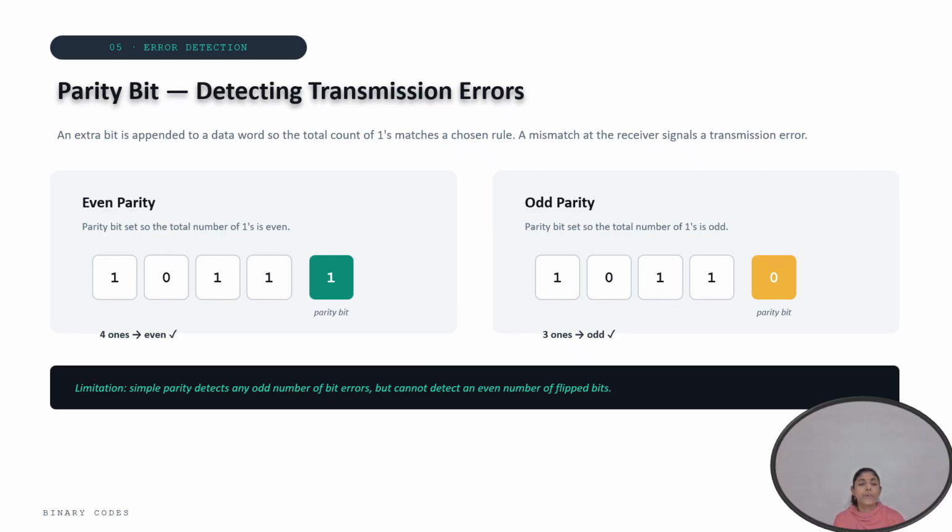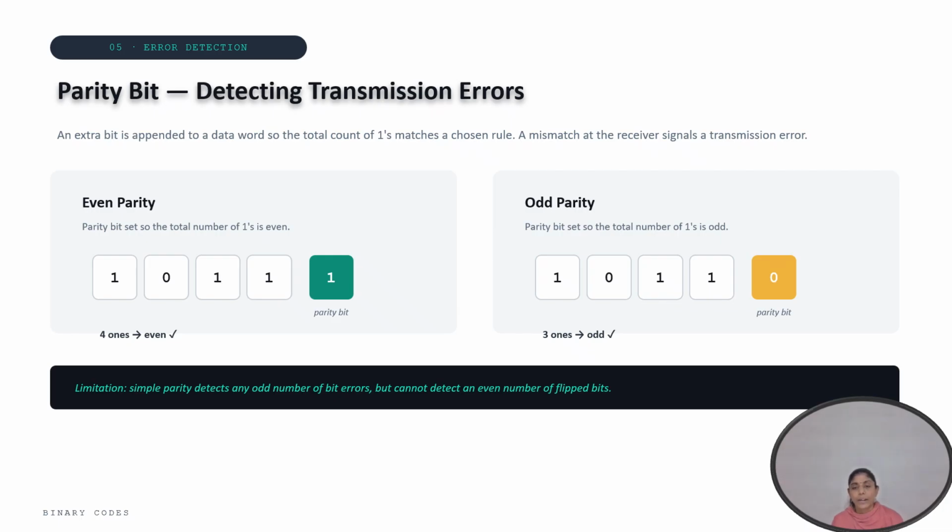Okay, right. So what is even parity? The total number of ones must be an even value. That is even parity. What is odd parity? The total number of ones in the bits is an odd number. That is odd parity. So check the even parity. What is the data I am going to send? 1011, right? So I am adding one parity bit. What is the parity bit I am adding? I am adding a parity bit 1.